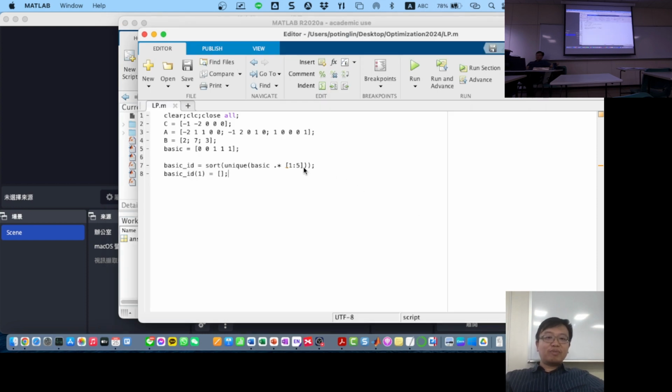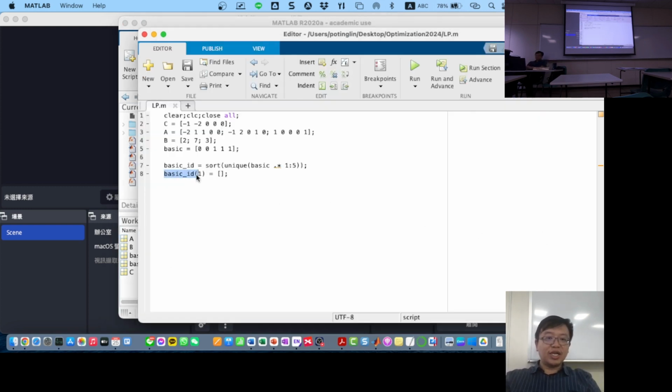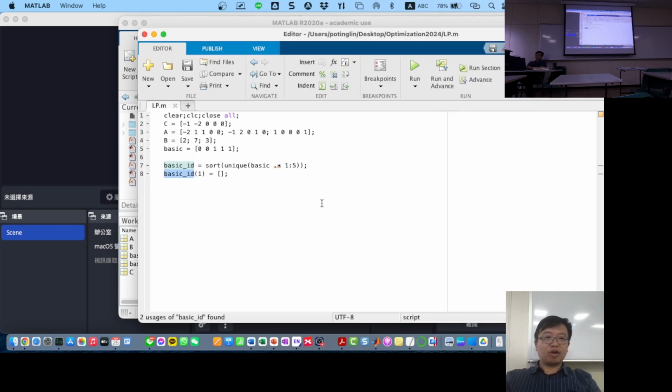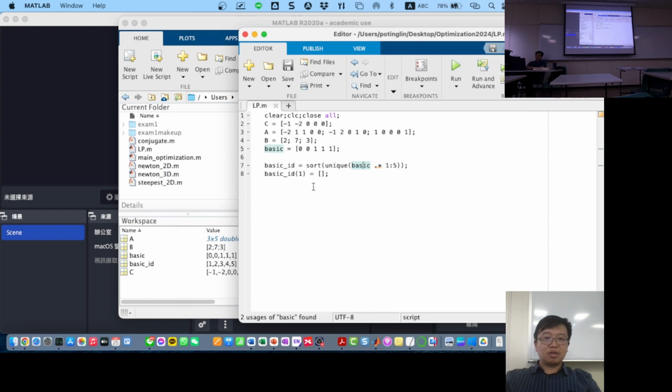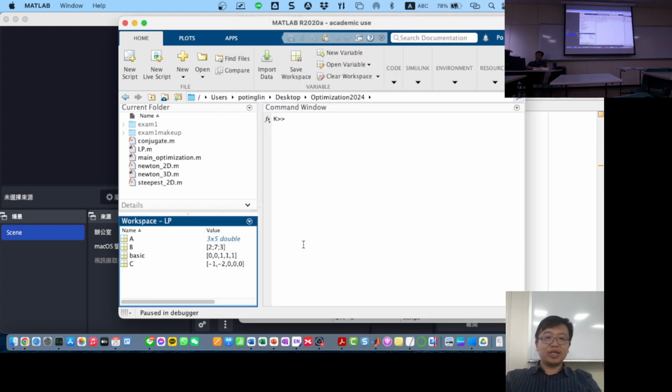So if I do point multiply, then I don't need to do this. So let's try it. At the end, the basic IDs. Oh, something's wrong. Let me debug. Okay, so from here, if I use basic, multiply this.